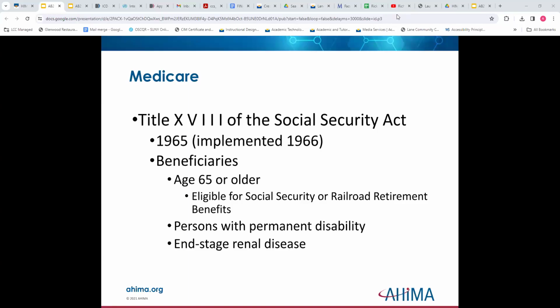Medicare was started in 1965 under Title 18 of the Social Security Act. It was implemented starting in 1966. And the beneficiaries are anybody age 65 or older, or people with permanent disability, or patients with end-stage renal disease.